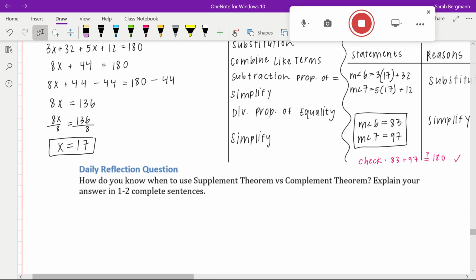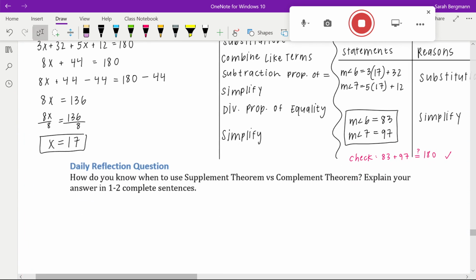Finally, for your reflection question today, please answer this question. How do you know when to use the supplement theorem versus the complement theorem? Please explain your answer in 1 to 2 complete sentences.